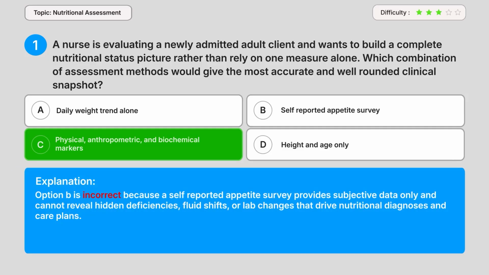Option B is incorrect because a self-reported appetite survey provides subjective data only and cannot reveal hidden deficiencies, fluid shifts, or lab changes that drive nutritional diagnoses and care plans.